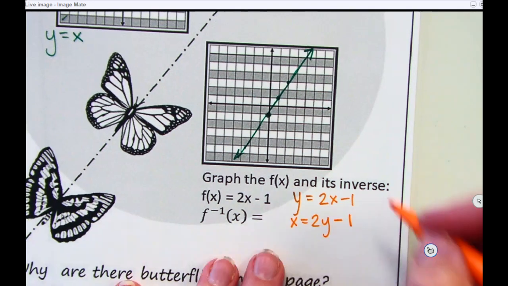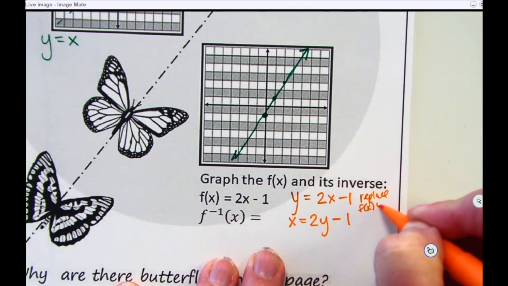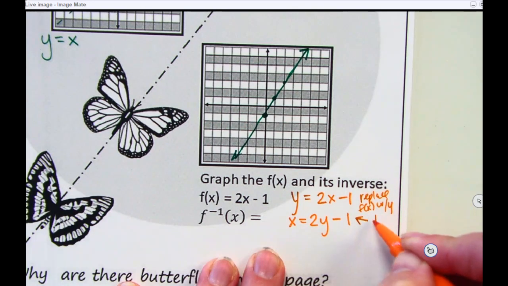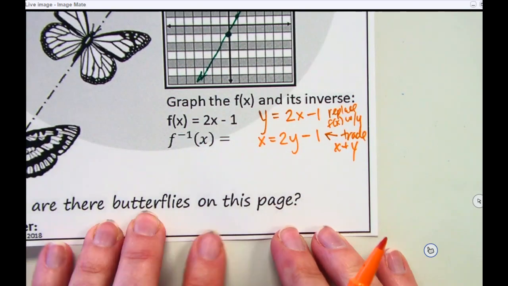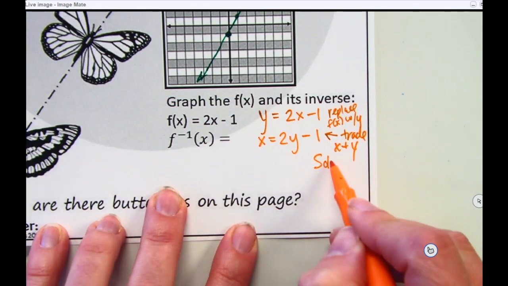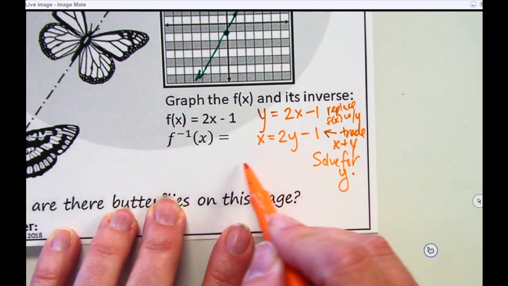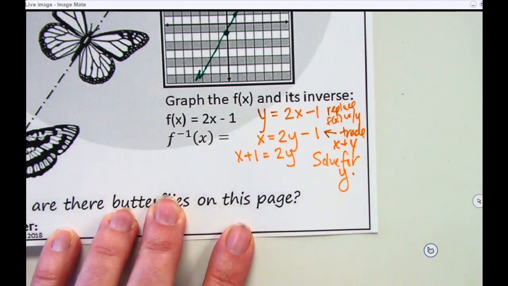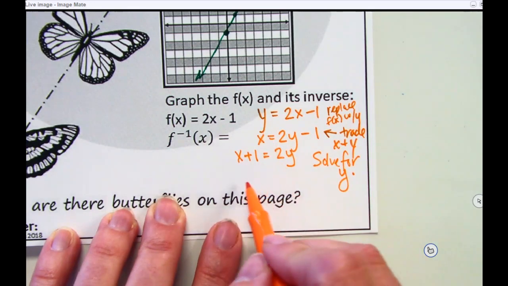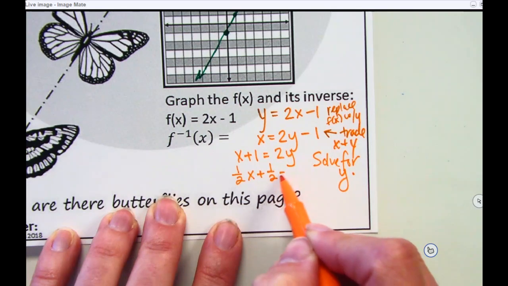All right, so let's see what I do. Replace f of x with y, and then I trade x and y. And now I want you to solve for y. All right, so I would add 1, and then I would divide by 2. Because we're going to graph this, I'm going to choose to say 1/2 x plus 1/2 equals y.